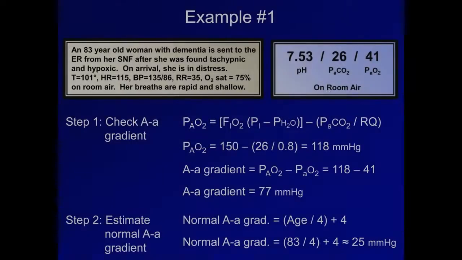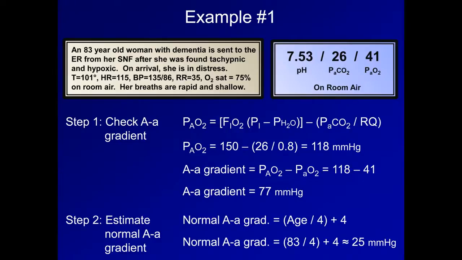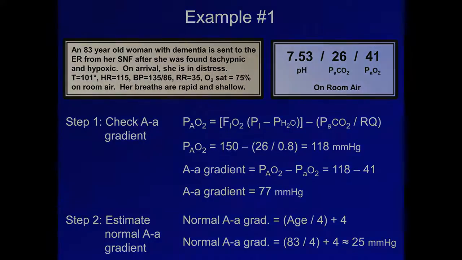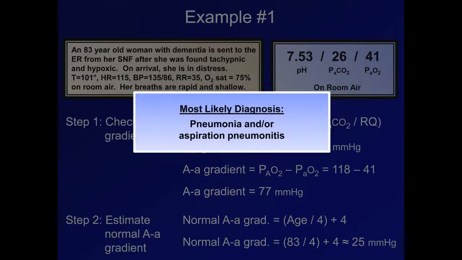So what is her likely diagnosis? An elderly patient with dementia presenting with hypoxic respiratory failure has a long differential diagnosis. However, at the top of the list would certainly be pneumonia and or aspiration pneumonitis, though I would also consider acute lung injury or emerging ARDS secondary to sepsis from an as of yet unidentified source. Let's take a look at another example.